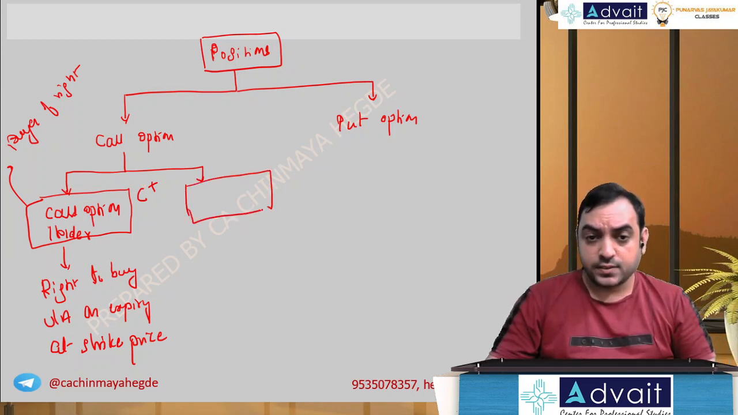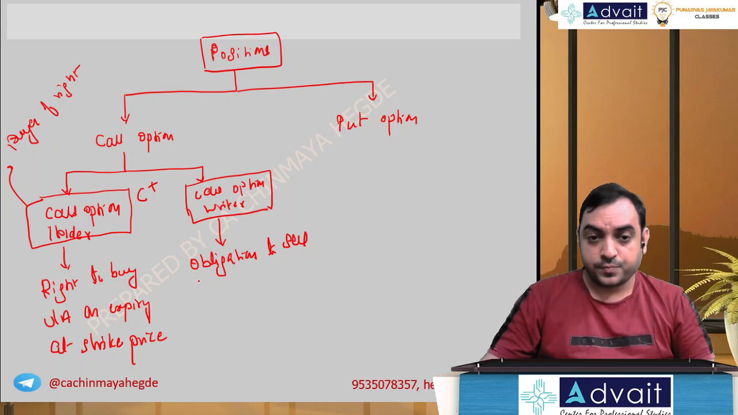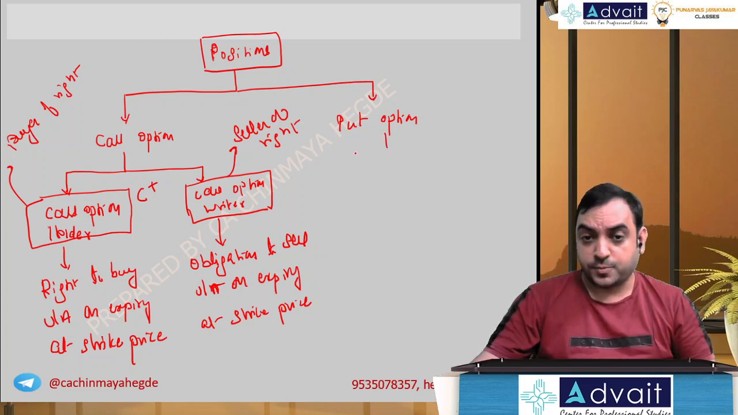And then we have the call option writer. Call option writer means you have an obligation to sell. See, one person has the right, the other person will have the obligation. Obligation to sell the underlying asset on expiry, that's called a European option, at the same strike price. He is the seller of the right.